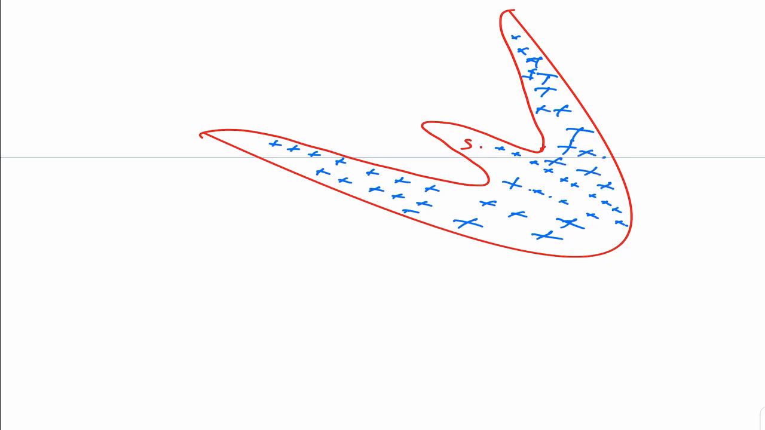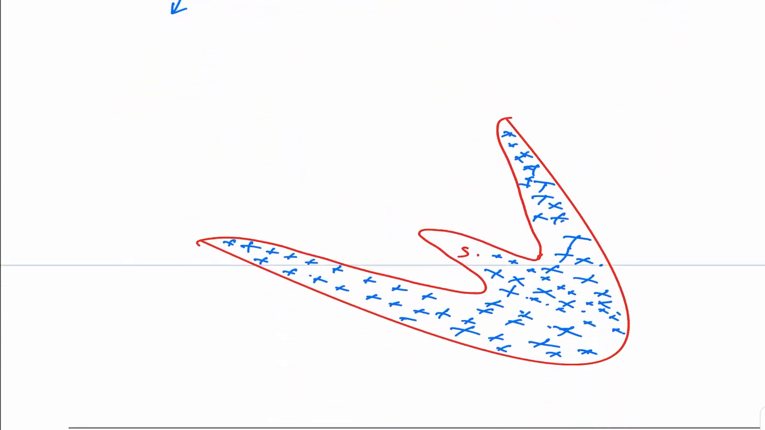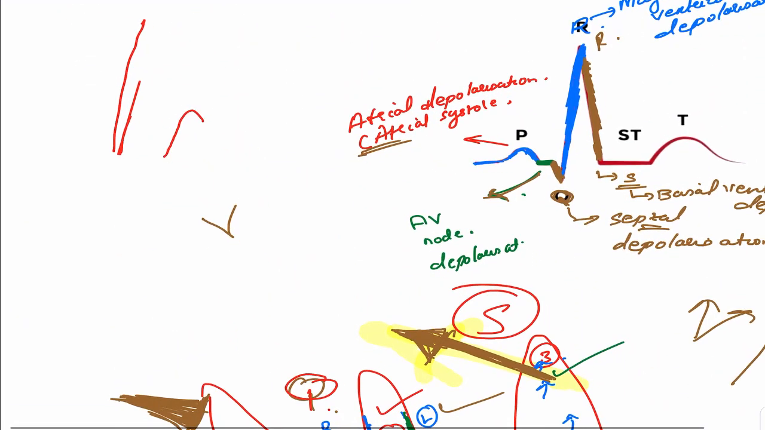So when the complete ventricle is depolarized, will there be a movement of charges until repolarization begins? No. When the entire ventricle is depolarized, everywhere positive, there is no movement of charges. Will the ECG show any deflection? No, it won't. This is the region where there is complete depolarization and repolarization has not begun. So this is the ST segment.